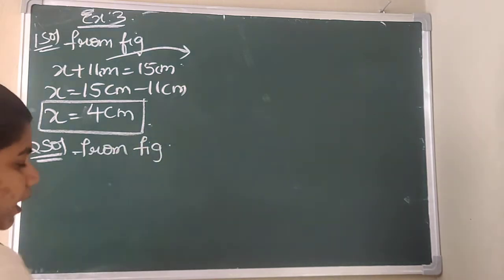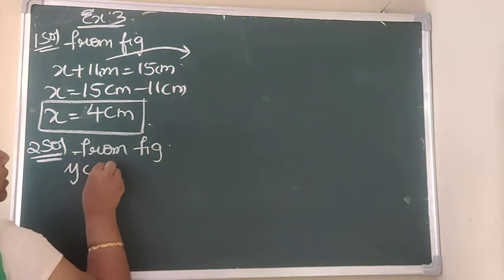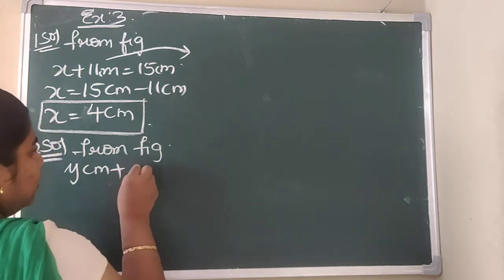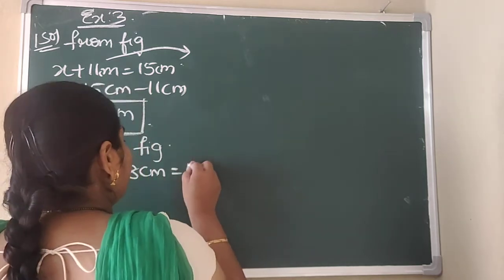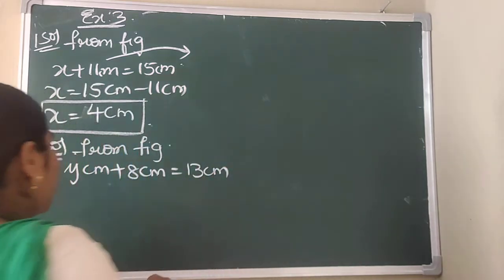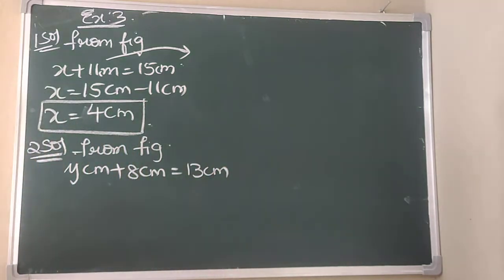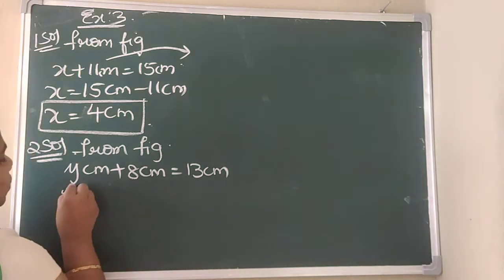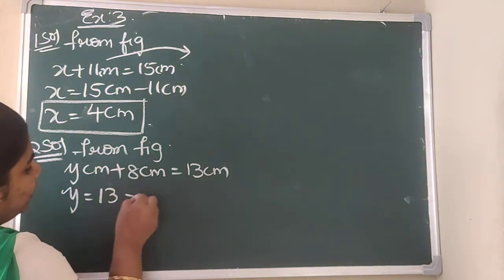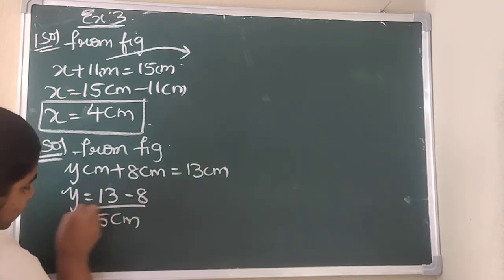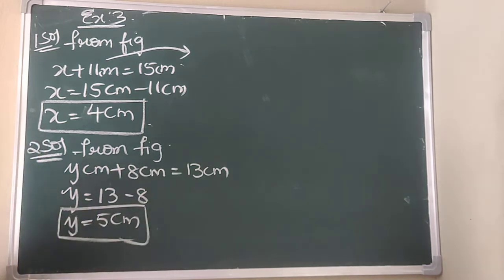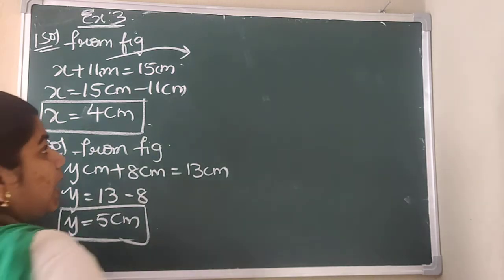From the figure you can write y centimeters plus 8 centimeters is equal to how many? That is, the full length is 13 centimeters. Now transpose plus 8 to the other side, that will be converted to minus. So y is equal to 13 minus 8. So y will be equal to 5 centimeters. So the length of y is 5 centimeters. Now next one.